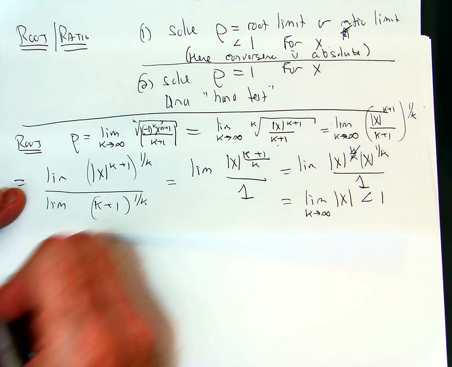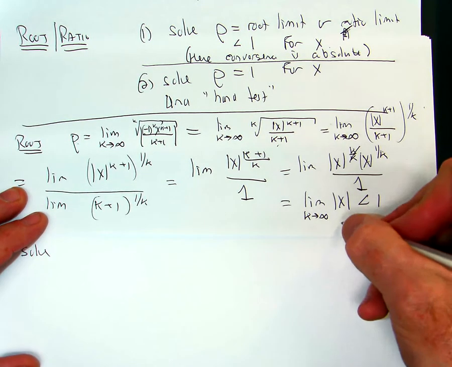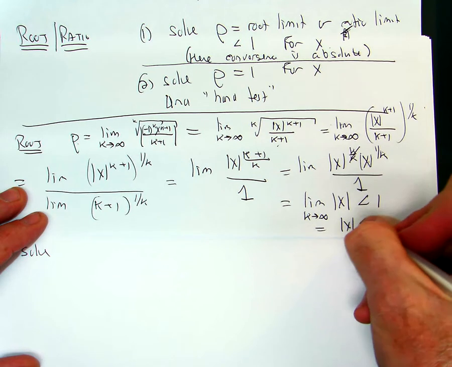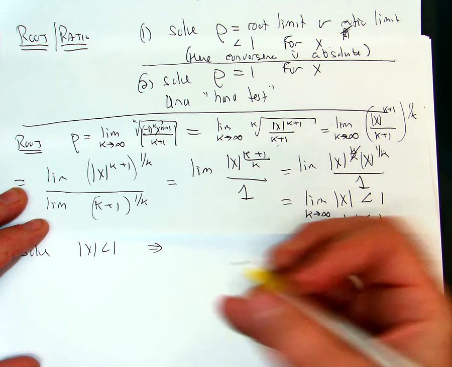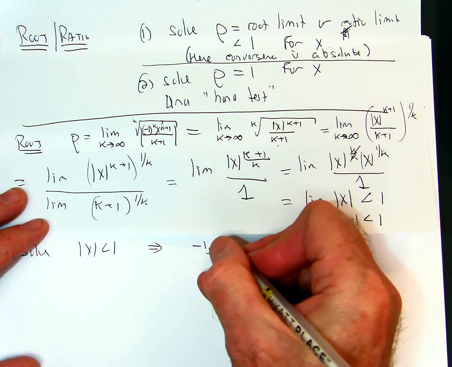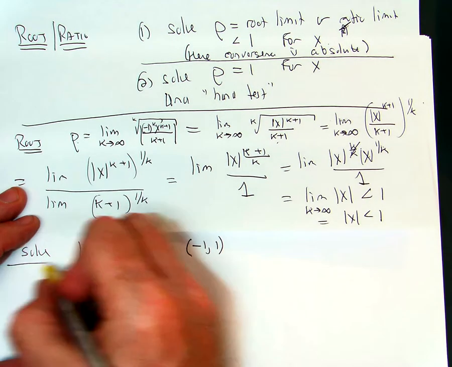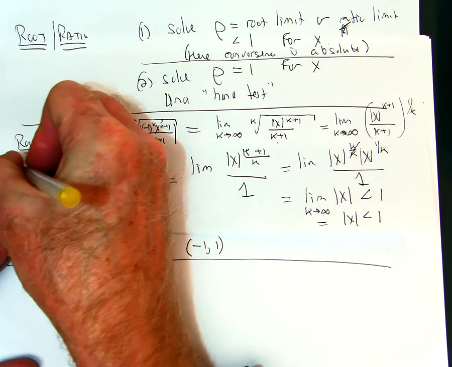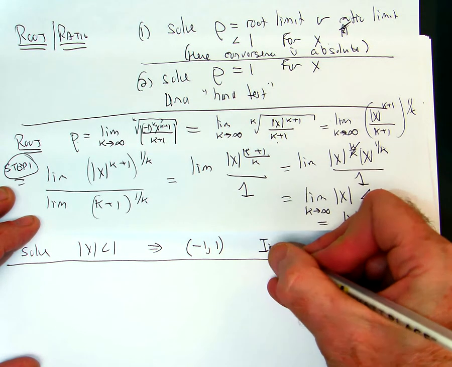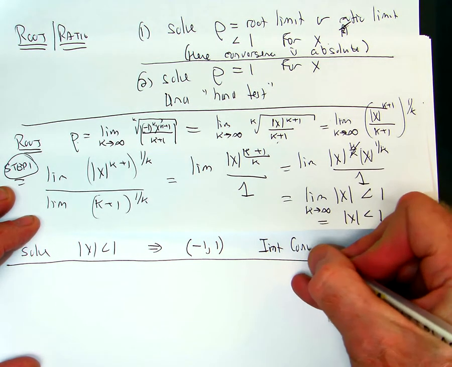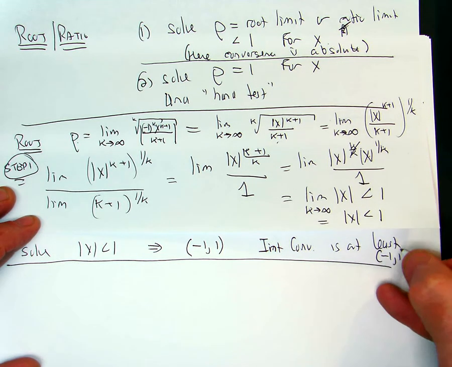So here, what this means is I need to solve this limit is equal to x, and I need to solve that less than 1. So I need to solve absolute x less than 1. Well, it's already solved really, but that's going to be the interval -1 to 1, endpoints not included. Okay, so I've done step 1. So that means that the interval of convergence is at least -1 to 1. So that's step 1.